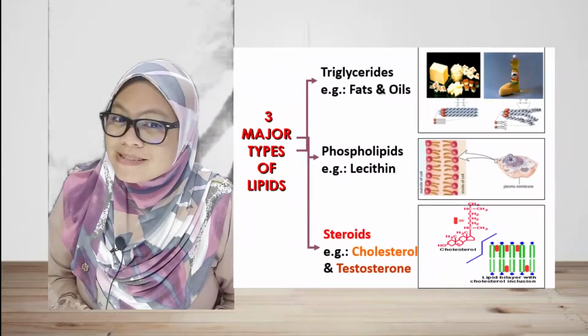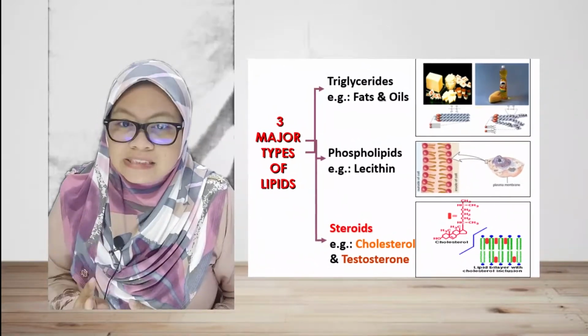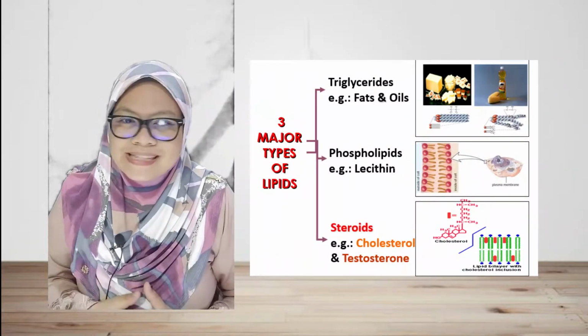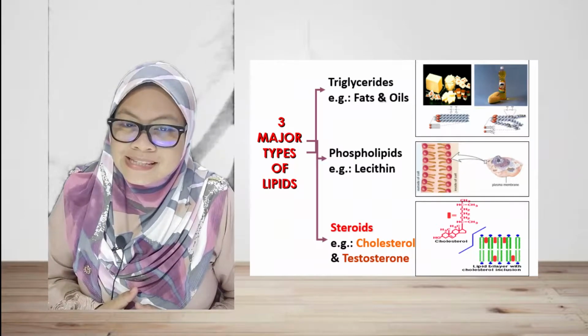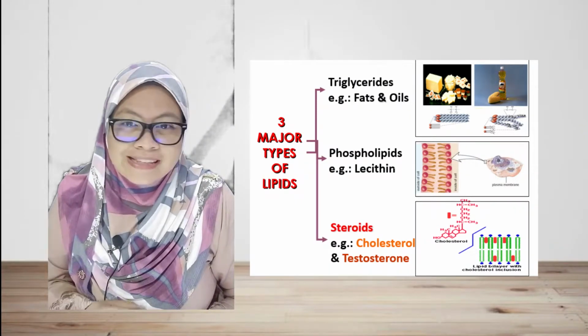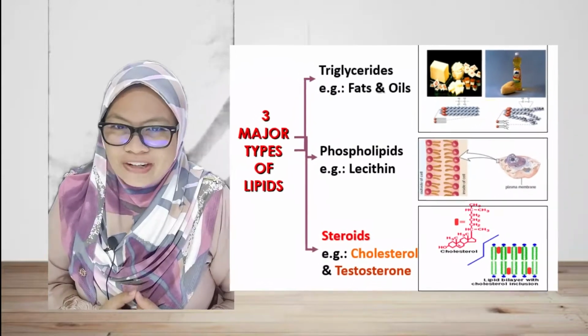Lipid can be divided into three major types. The first one is triglyceride, example is oil and fat. Second is phospholipid, example is lecithin. And the third one is the steroid, example is cholesterol and testosterone.